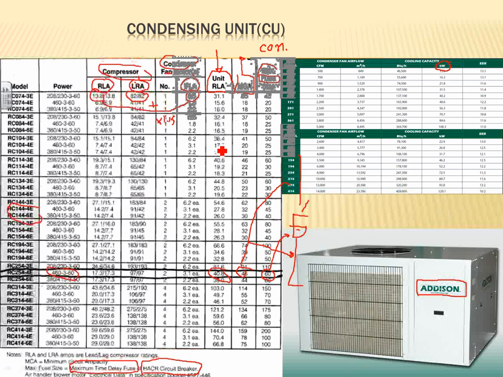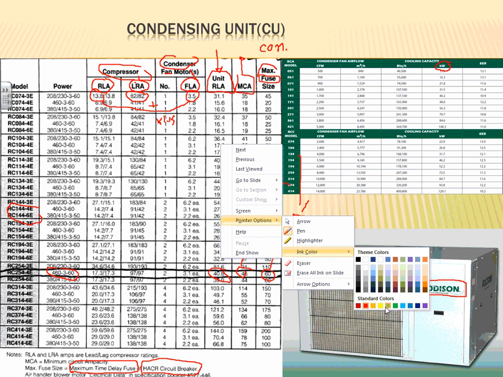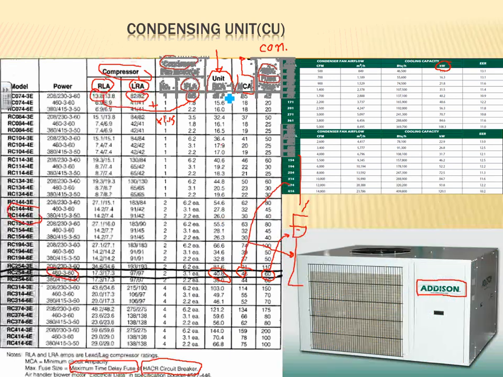I use the rated load amps for the unit, which in this case would be that one. If you don't have these values with you, the easier way is to use this value, the rated load amps, and multiply it by 1.15, and you size the disconnect for your unit.